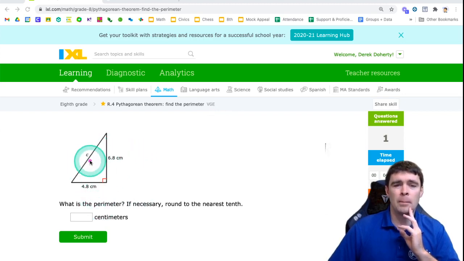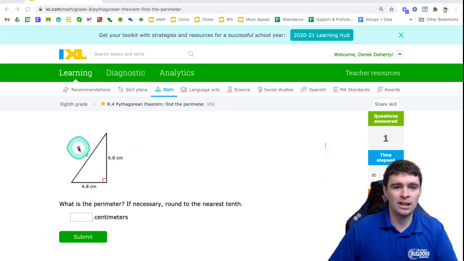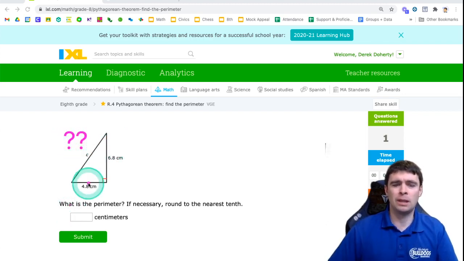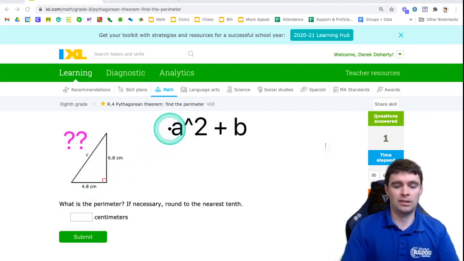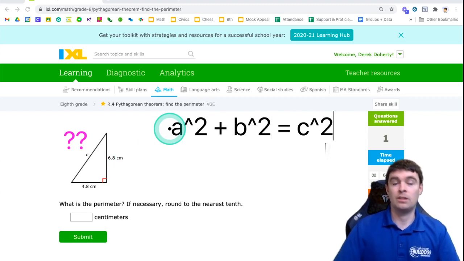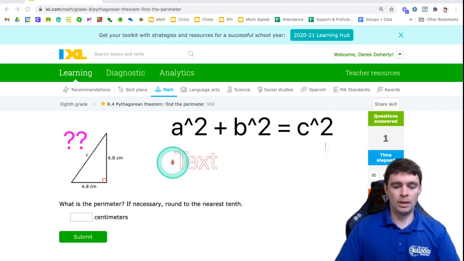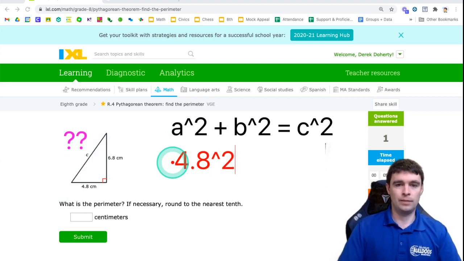Here I see right away I'm missing C, I'm missing the big side. And anytime I'm missing the hypotenuse, the biggest side, I like to go to my A squared plus B squared equals C squared formula. I'm just going to take the two short legs, square them, add them together, and that will be the same as the hypotenuse squared. In this case, that means I'm plugging in a 4.8 and getting that squared. I'm plugging in a 6.8 and getting that squared.